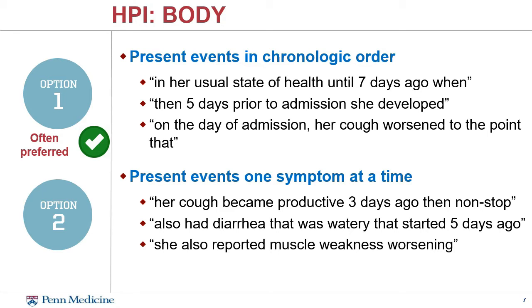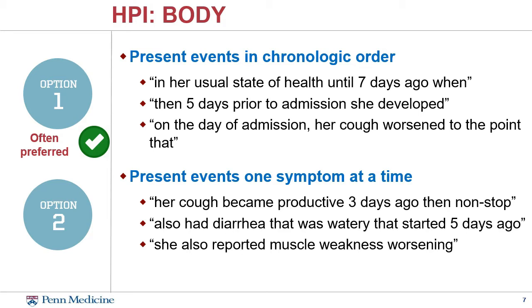Remember, there are 2 different options of how you can present the information in the body. One is by the chronologic order, and the second one is one symptom at a time. Now, I will say that for most patients who are coming through the emergency room and have a relatively straightforward presentation, you're probably going to want to choose option number 1, where you go in chronologic order. So, for example, you can say the patient was in her usual state of health until 7 days ago when, then 5 days ago, then on the day of admission, this worsened and brought them to the emergency room.